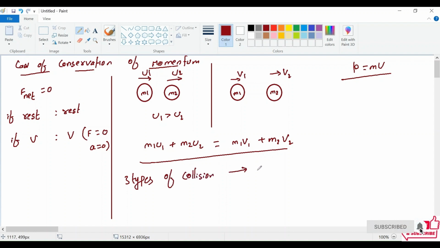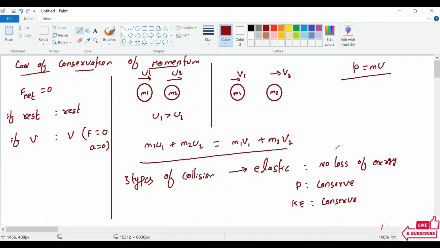First one, elastic collision. In the elastic collision, there is no loss of energy. Elastic collision means no loss of energy. If there is no loss of energy, then you can conserve energy also. So in the elastic collision, you can conserve momentum, conserve P, meaning this formula you can apply, as well as kinetic energy, meaning basically total energy.